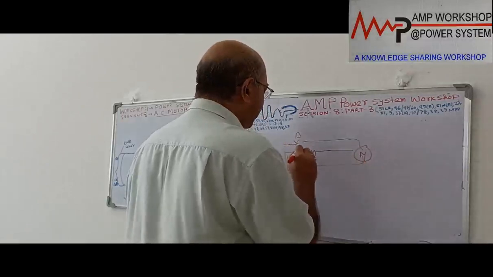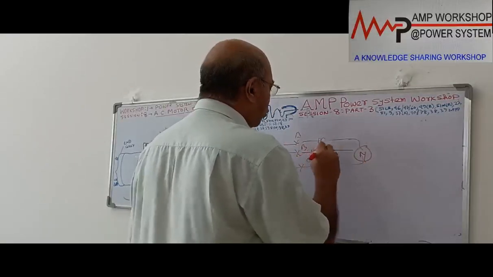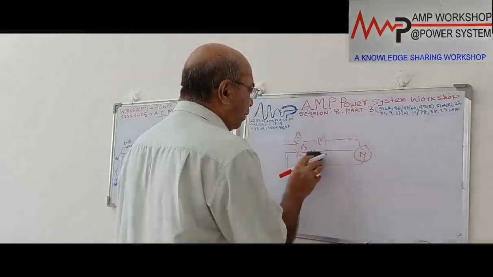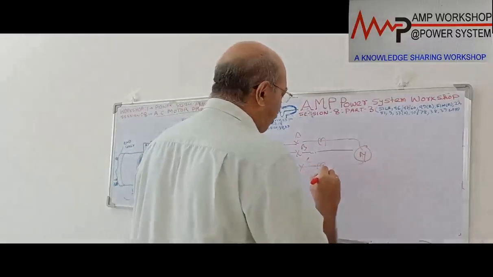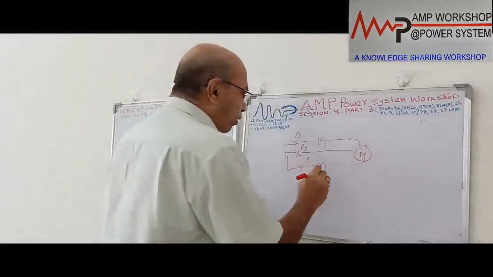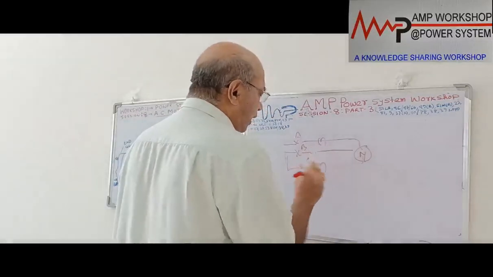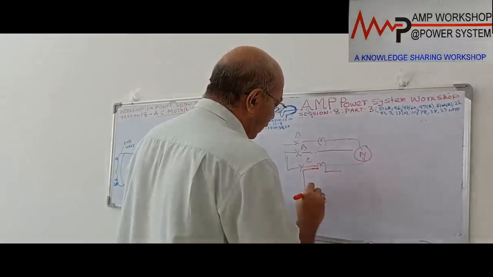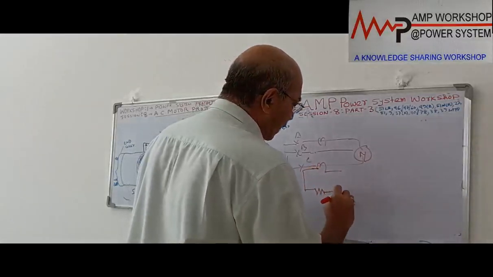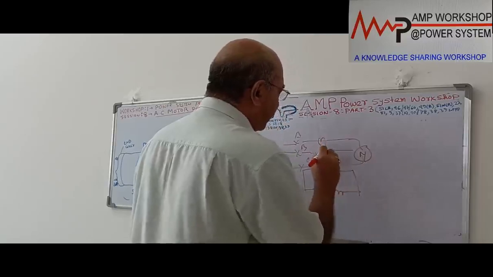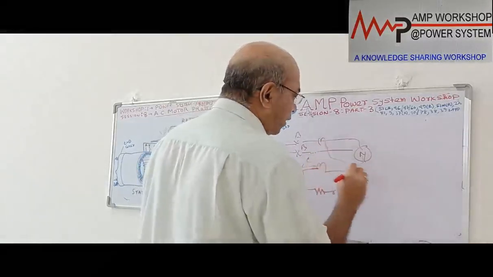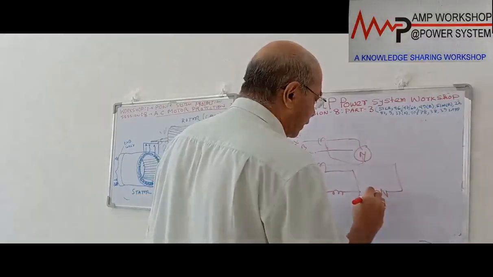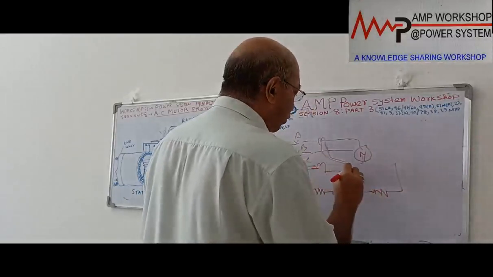Suppose this is A phase, this is B phase and C phase. What we do, we put two CTs: one CT on the A phase, and another CT on the C phase. Now on these two CTs, on this CT we put a resistance or reactance over here, and on this CT we bring it over here, we put a resistance over here, and then we short over here.